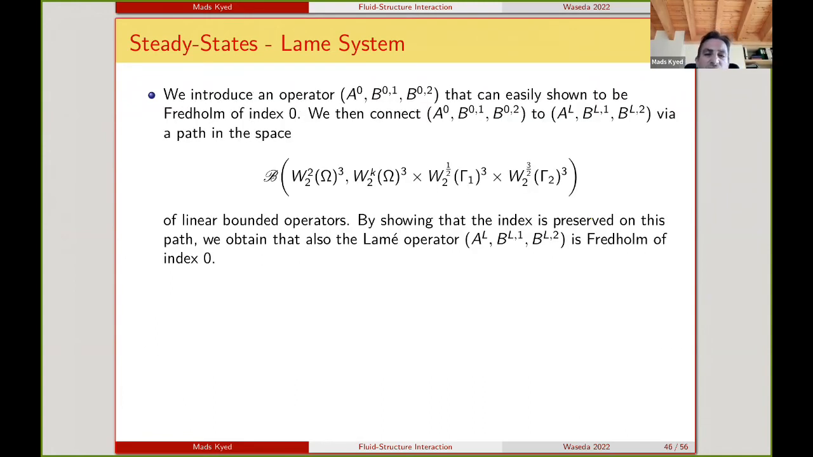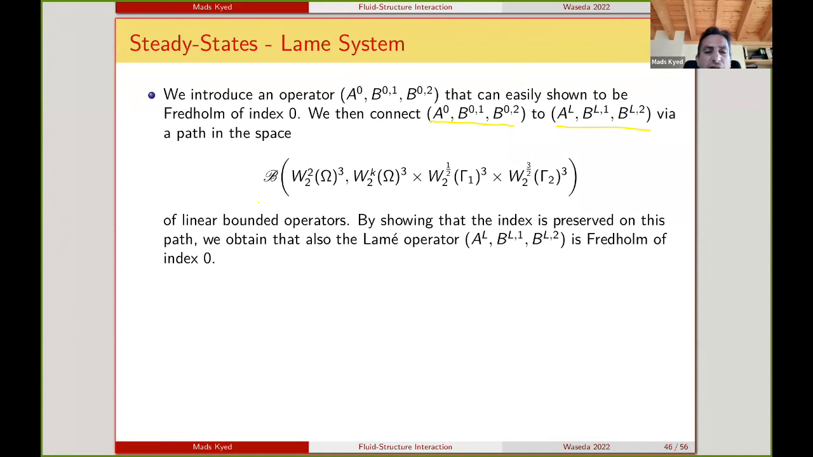So what we do is we introduce now an operator here, A naught, B naught 1, B naught 2, which can easily be shown to be Fredholm of index 0 in the Hilbert space case. Then we connect this simple operator to our Lamé operator via a path in the space of bounded operators in our setting of Sobolev spaces.